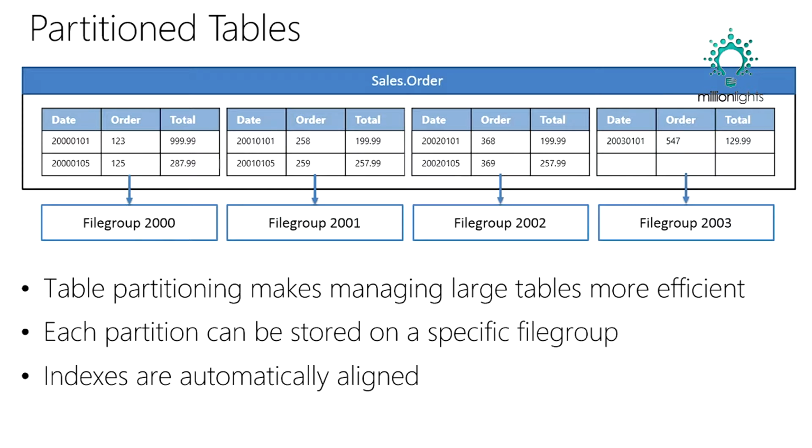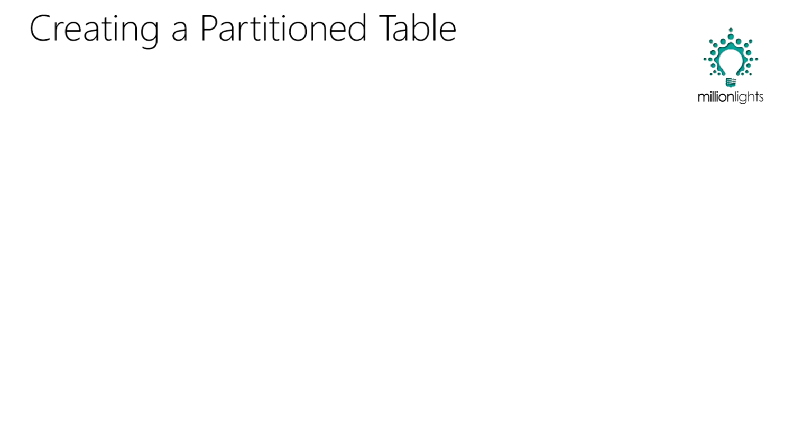A partition aligned index basically means that if I created an index on the orders table, it would create indexes for each one of the partitions within the table. So it partitions the index as well? Correct, in alignment with the table. Okay, so let's talk about how we would go about creating one of these things then.